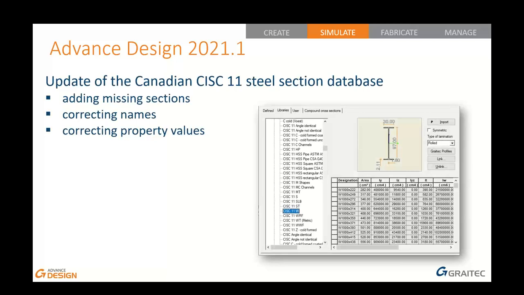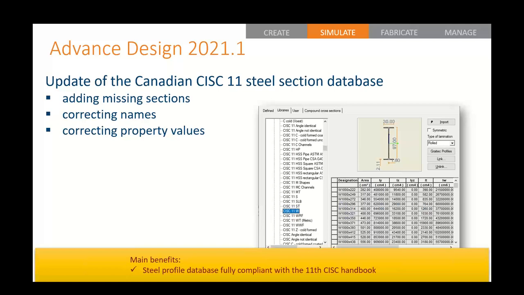Another improvement related to the Canadian market is to the steel profiles. Steel profiles from the CISC catalog are updated. The changes mainly concern changes in naming, adding some missing profiles to the catalog, and for just a few sections, there are some small changes related to values. So, yes, thanks to this, the steel profile database is now fully compliant with the 11th version of the CISC handbook.